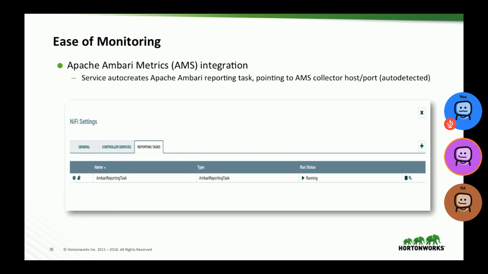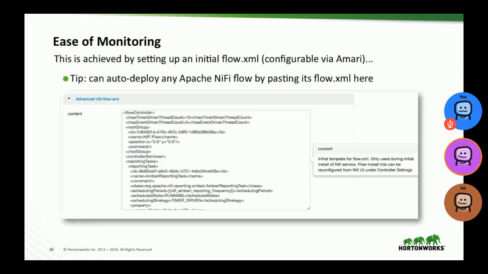We also have integration with Ambari metrics. The way it works is that in NiFi, there's an option to have a reporting task called the Ambari reporting task. You can either set this up manually, or if you do an install through Ambari, we're going to automate that setup. Under the covers, when you do an install through Ambari, it's actually auto-creating an Ambari reporting task in NiFi and pointing it to the AMS collector host and port. So it's auto-detecting all that stuff. That's another example of where Ambari is auto-detecting some stuff for you.